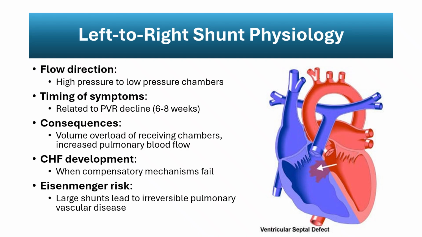Left-to-right shunt physiology follows a simple principle. Blood always moves from areas of higher pressure to lower pressure. In the newborn period, pulmonary vascular resistance is still elevated, so shunting may be limited early on. As resistance falls over the first 6 to 8 weeks, flow across the defect increases and symptoms begin to appear. The receiving chambers of the heart face volume overload.